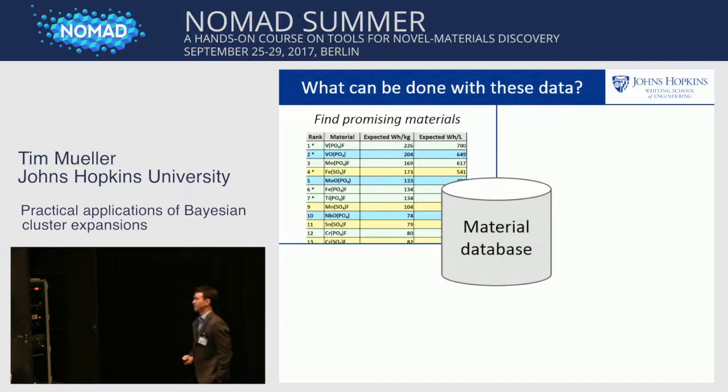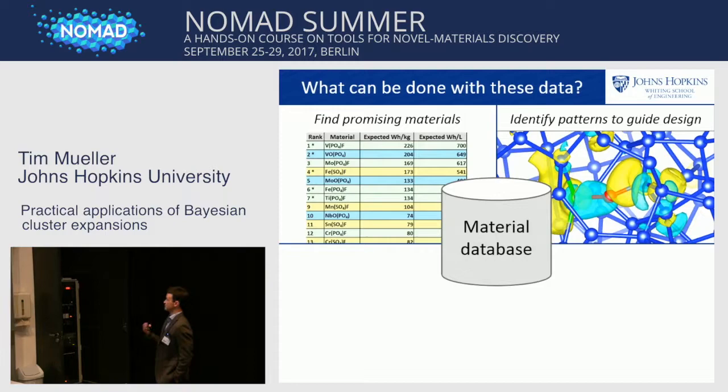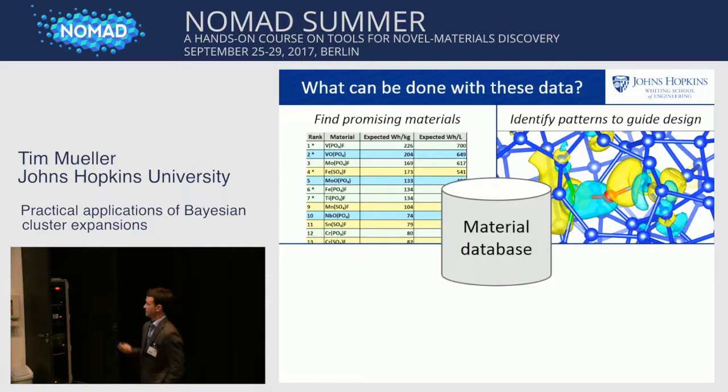You can also look through the data using machine learning techniques and basically do data mining to try to find tools and patterns that will help you as a material scientist design new materials. And this is often done using machine learning.